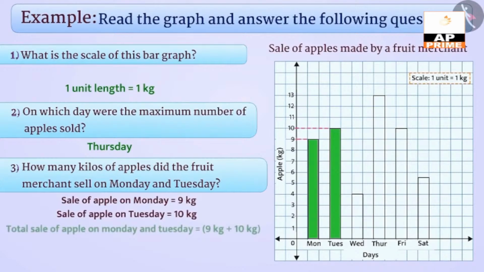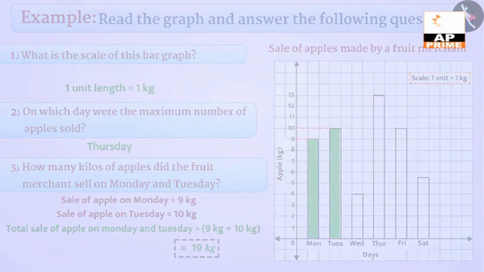To calculate the total sale made on Monday and Tuesday, we will add the total sale made on both days, which will result in 19 kgs. From this, we can infer that the fruit merchant sold 19 kgs of apples on Monday and Tuesday.